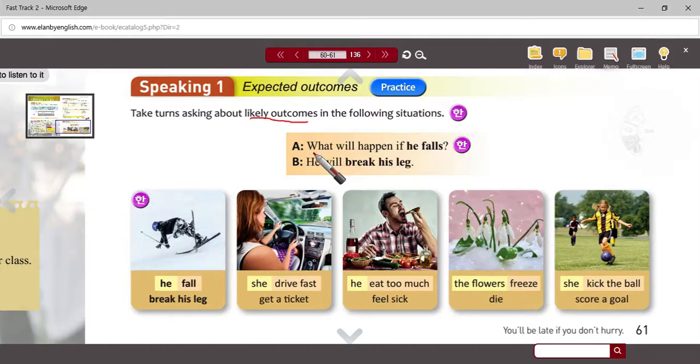Look at the example. One student will ask, what will happen if he falls? Okay, so the situation right now is he is skiing. That's what he is doing right now. What will happen if he falls? So if he falls, he will break his leg. So again, now he's skiing. If the situation changes and he falls, this action is what will happen.